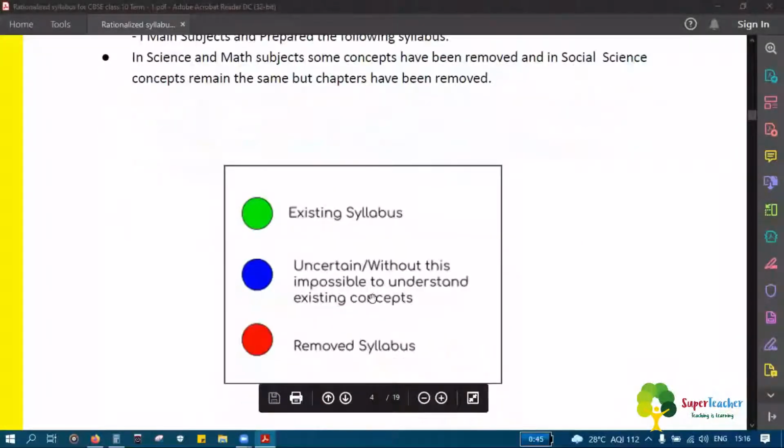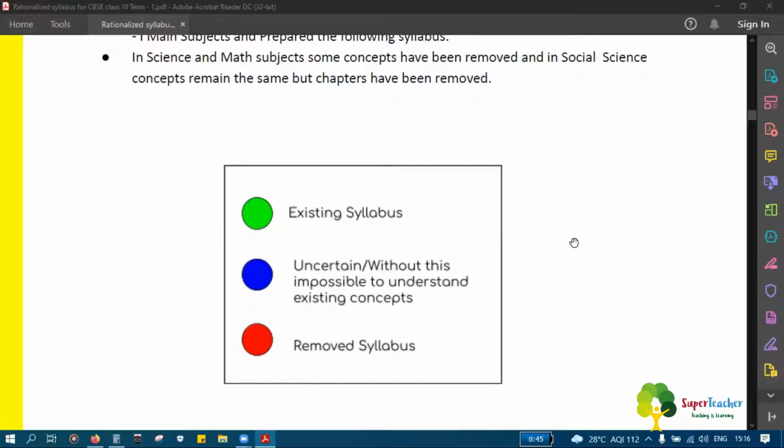Let's quickly go to the categorization. Here we look at what is in the existing syllabus and what is not mentioned by CBSE. It is an important concept without which we will not be able to discuss the next coming concept. Some of the concepts are interlinked, right? So the blue ones are the uncertain ones, and the red ones are the removed syllabus. Yes, so we have categorized the entire syllabus into these three.